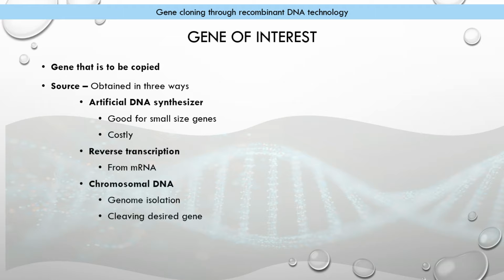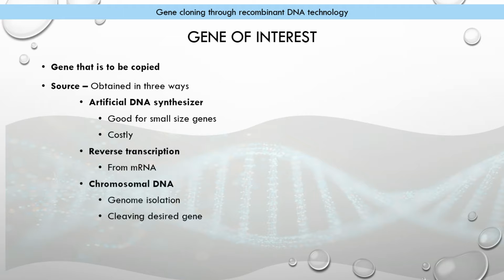Gene of interest. Gene of interest, also called the gene of desire or gene of choice, is the gene that is to be copied. This can be obtained in three ways. Small size genes can be synthesized artificially using artificial DNA synthesizers, but this method is costly.